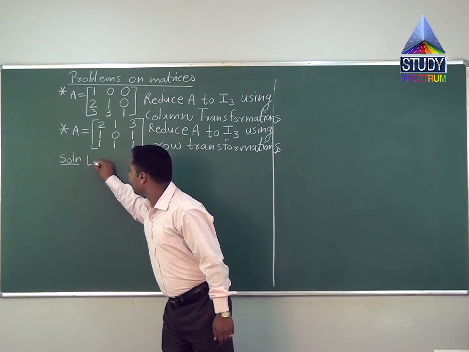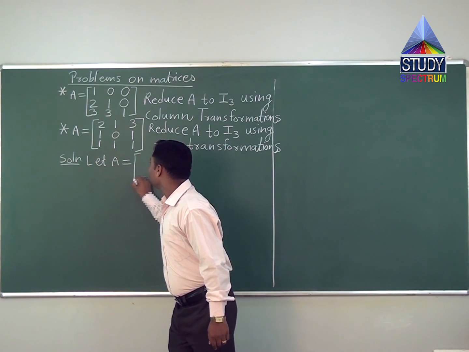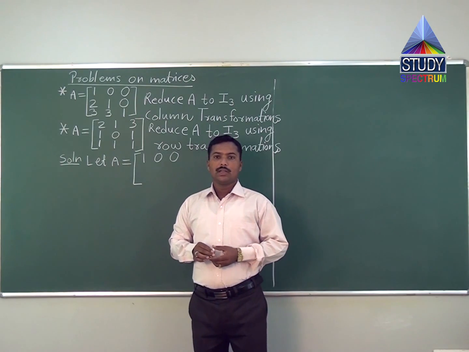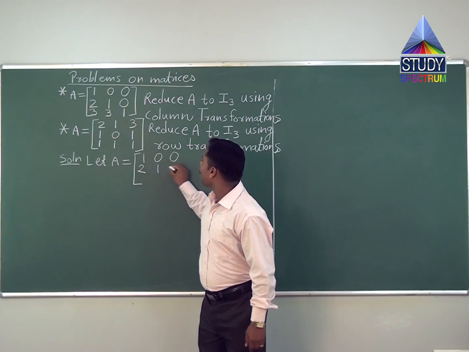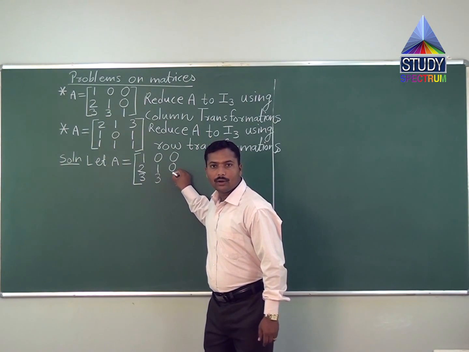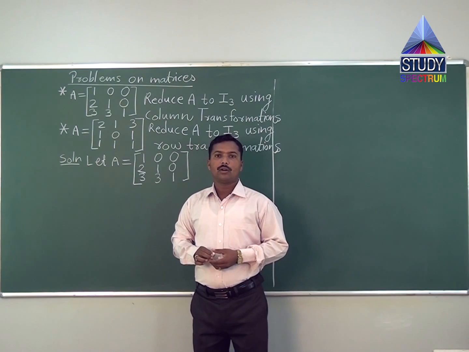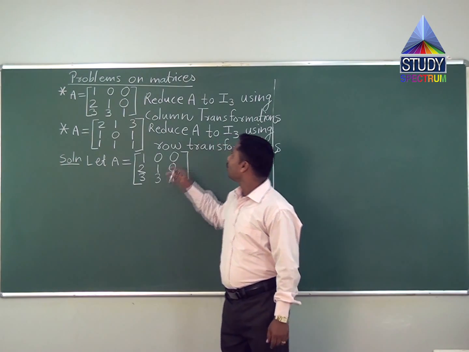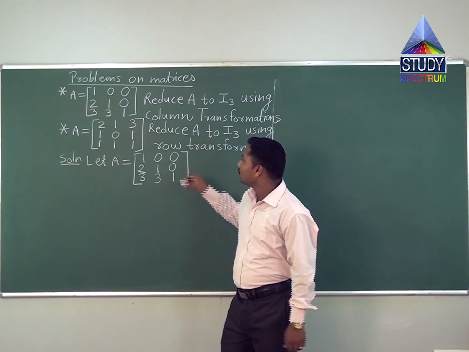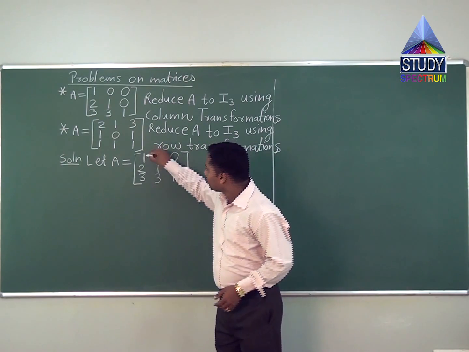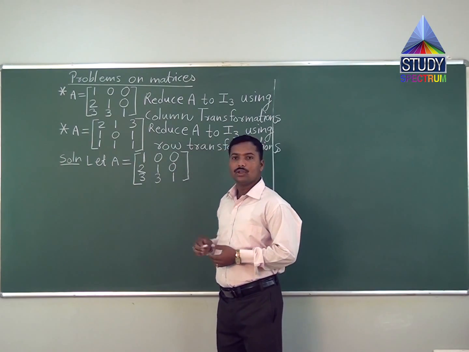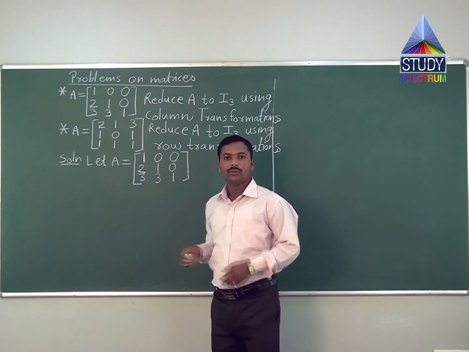So we let A equal to the matrix with first row (1, 0, 0), second row (2, 1, 0), third row (3, 3, 1). We use only column transformation here, because only column transformation is mentioned. Here is already 1, and already two numbers are 0, so we don't need to make those numbers 0. The second diagonal number is also 1.